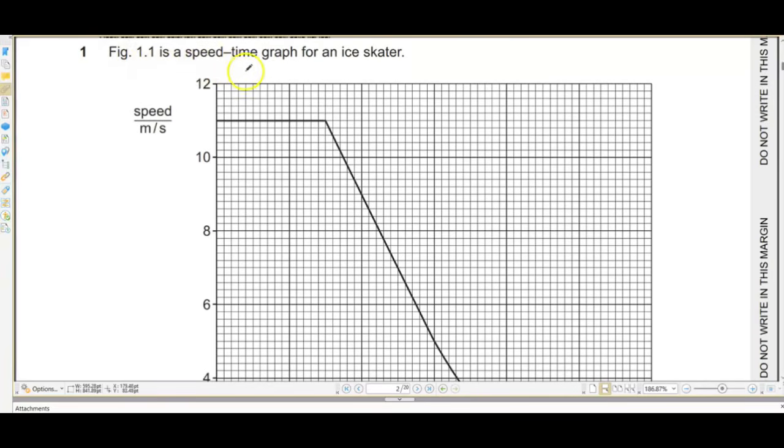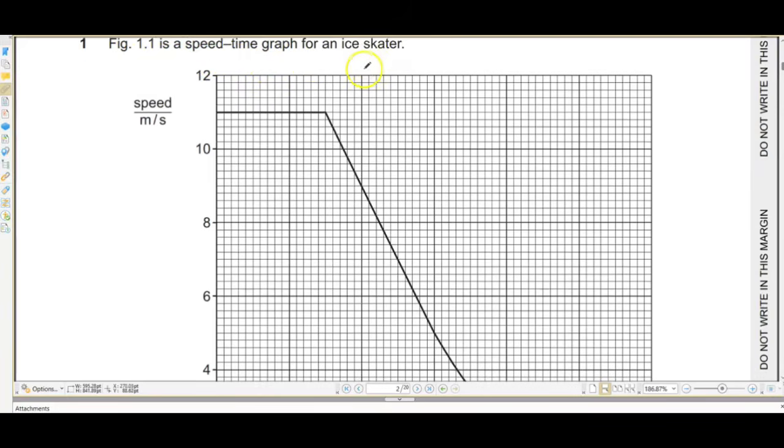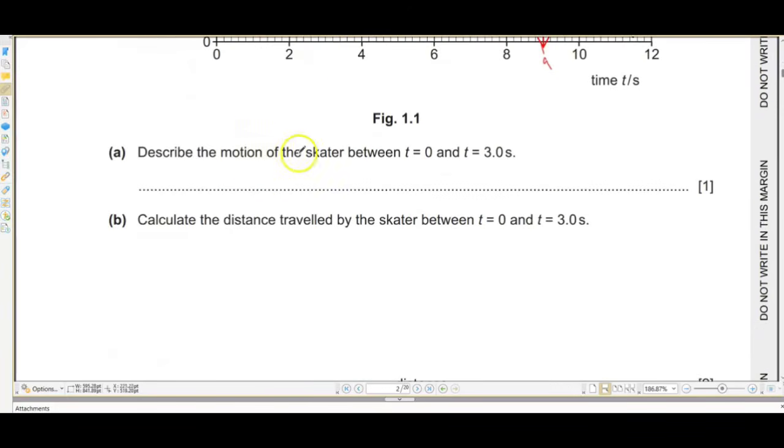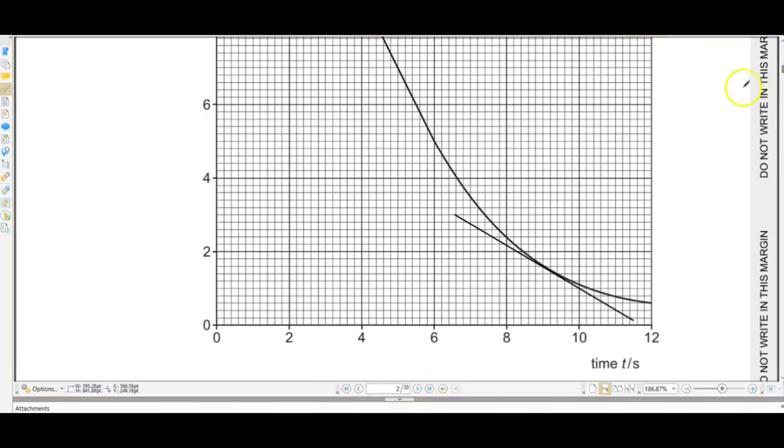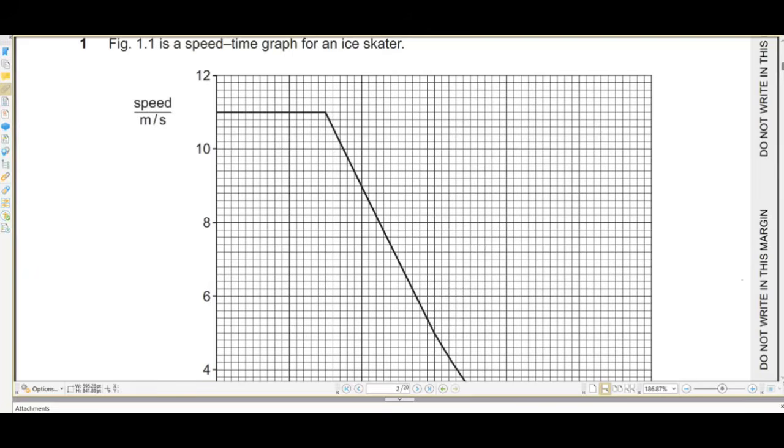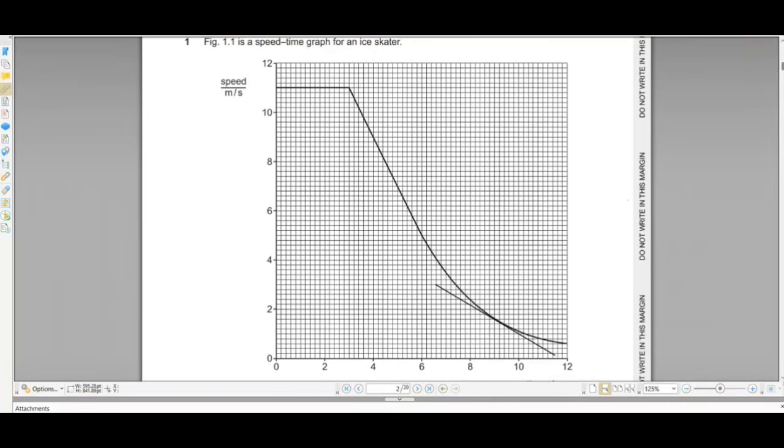Question number 1. Figure 1.1 is a speed time graph for an ice skater. Describe the motion of the skater between T0 and T3. Between T0 and T3, let me just reduce the magnification so that you can see it clearly. Between time 0 and 3, 3 would be somewhere over here: 1, 2, 3, 4, 5. So this is T3.